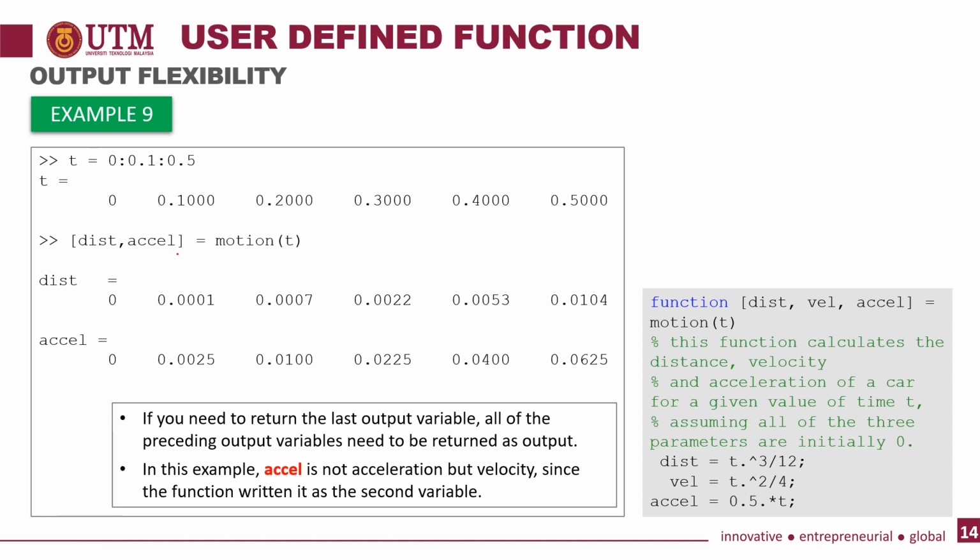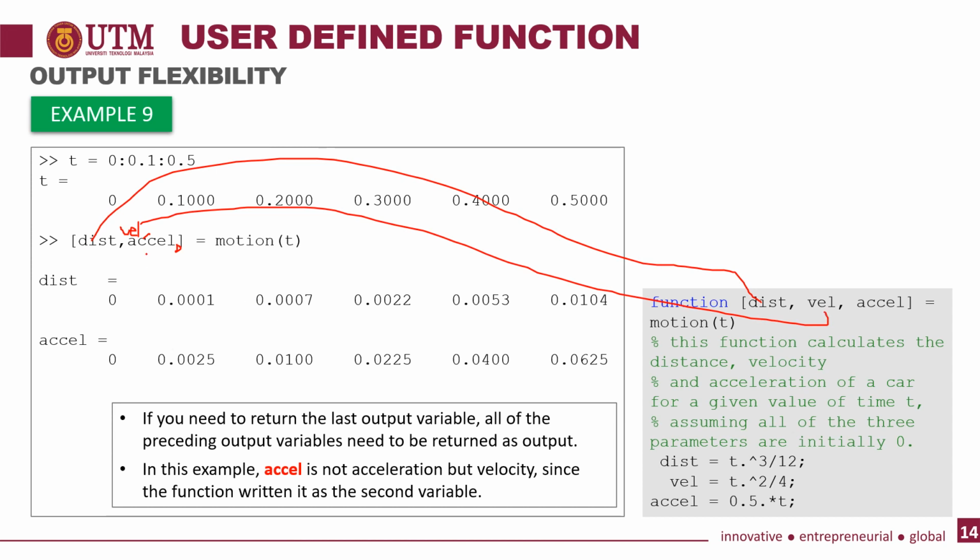So distance, acceleration, or you need to add in the middle distance, velocity, comma, acceleration. Okay, so distance will be referred to the distance here, velocity will be referred to the velocity here, and acceleration will be referred to the acceleration here. Right, so if you wanted to get the acceleration data, you must call all the output variables so that you can get the acceleration data.